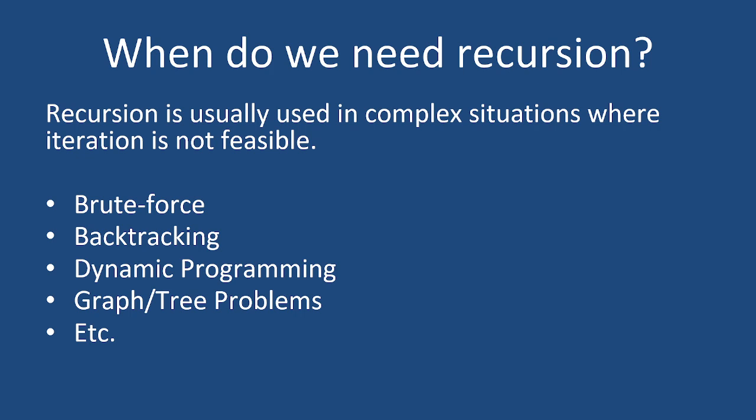So when do we need recursion? Recursion is usually used in complex situations where iteration is not feasible. Am I clear with iteration here? Do you know what is iteration? Loops. That you traverse in loops, and that is called iteration. So isn't recursion kind of a loop? Yes, it is. So why is iteration not feasible and recursion is?